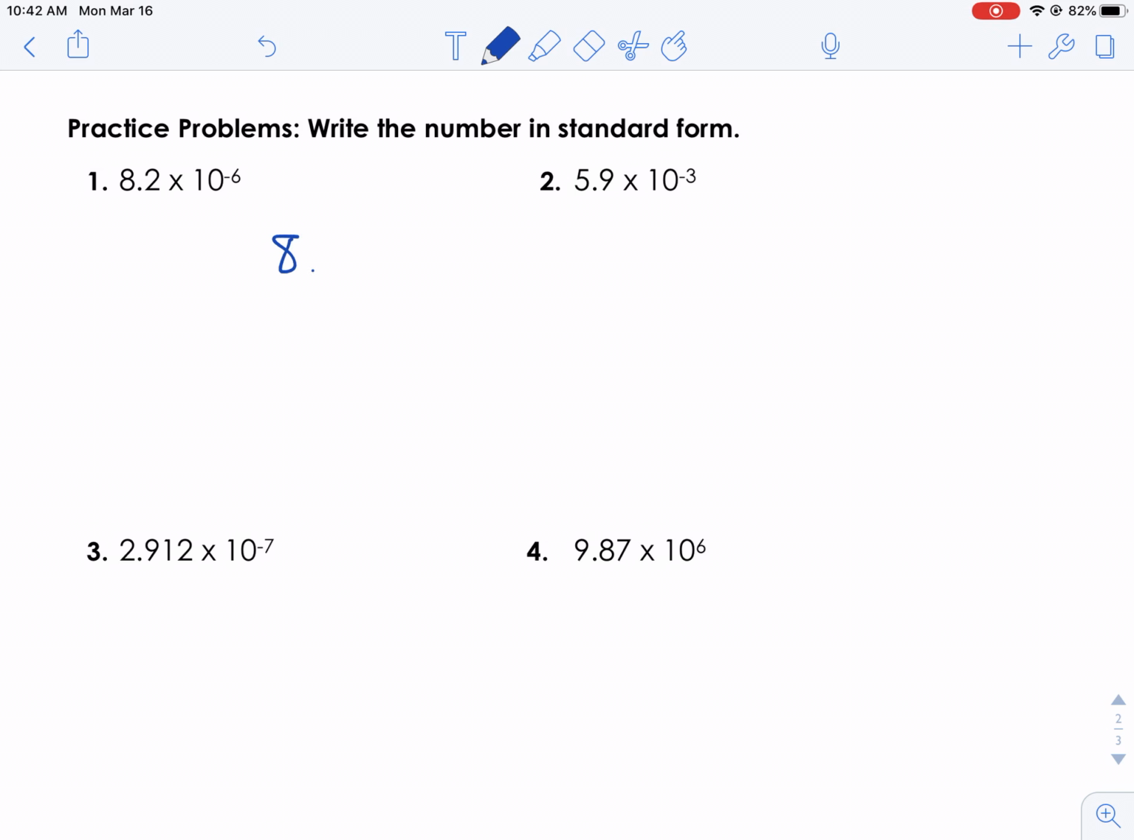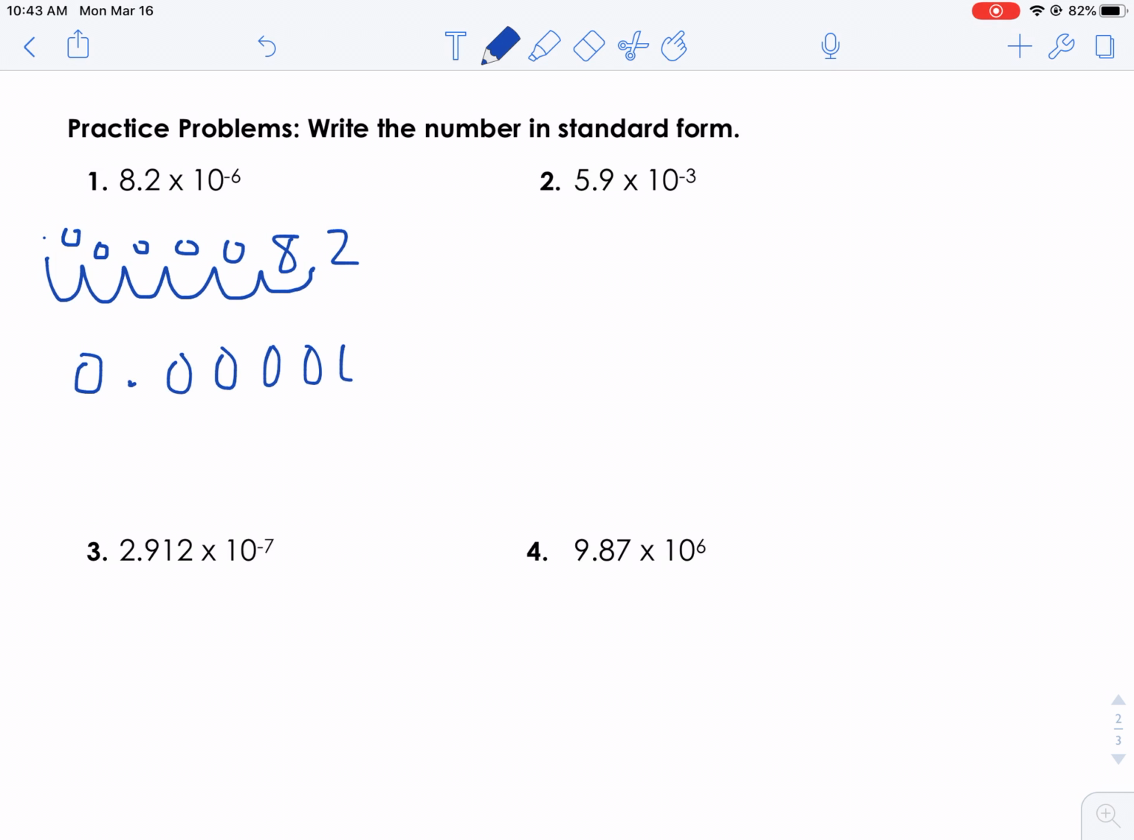So we would start with 8.2. We're going to take our decimal and move 6 times to the left. So 1, 2, 3, 4, 5, 6. Our decimal would land right there. And then each of these empty spaces is going to be filled in with a 0. So our final number would be 0. We have 1, 2, 3, 4, 5 zeros, and then 8, 2. Okay, and again, that negative exponent shows that that number is very small.